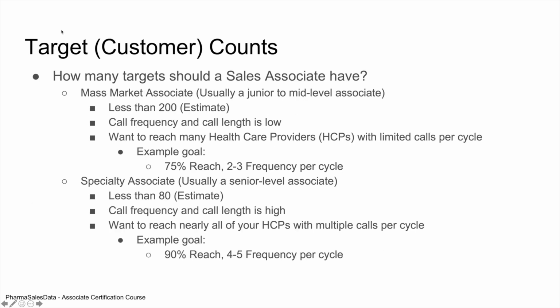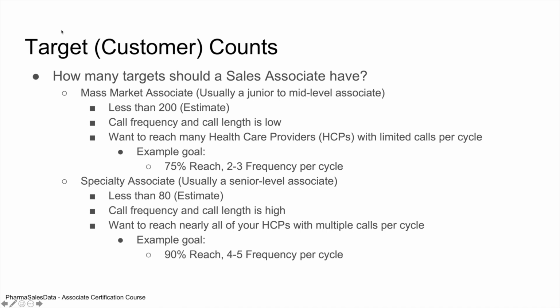Target customer counts. So here's where you get into, you want to understand how many targets should a sales associate have. So for mass market associates, after going through a lot of the math, it's usually a junior to mid-level associate, but you want to have less than 200 targeted customers for that specific healthcare provider. Call frequency and call length is pretty low for a mass market sales associate, so you want to reach as many as you can. The best thing to do with this, you're talking about 75 to 80% reach and a 2 to 3 frequency per cycle. So that's what you're going to be targeting for a mass market rep. That's around the industry standard.